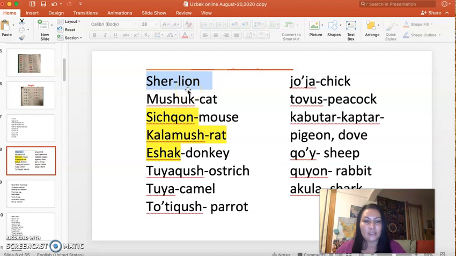Sher, shir. Shir means lion. Okay, I'm not going to translate as you can see the translation, but I'm going to pronounce the words and then we will practice the words within a context. Shir, mushuk, sichqon, kalamush, eshek, tuyaqush, tuya, to'taqush, jo'ja, tovus, kabutar, or we say kaptar. Koi, kuyon, akula.